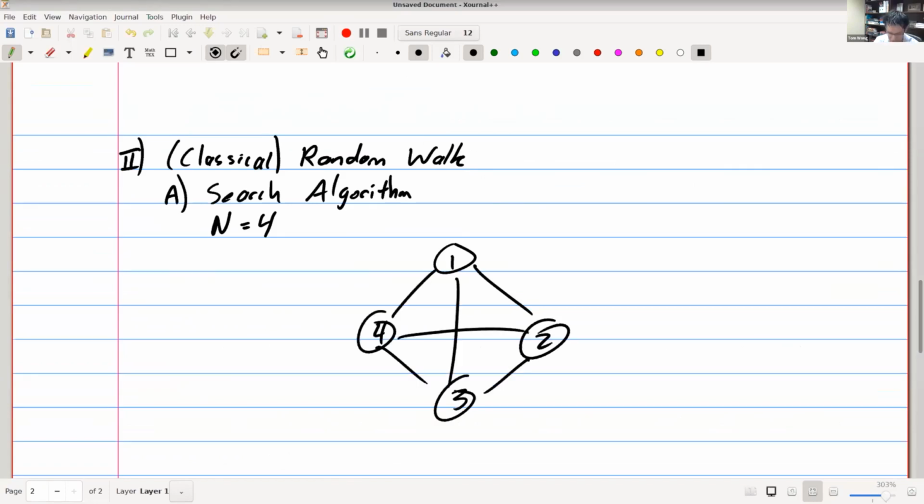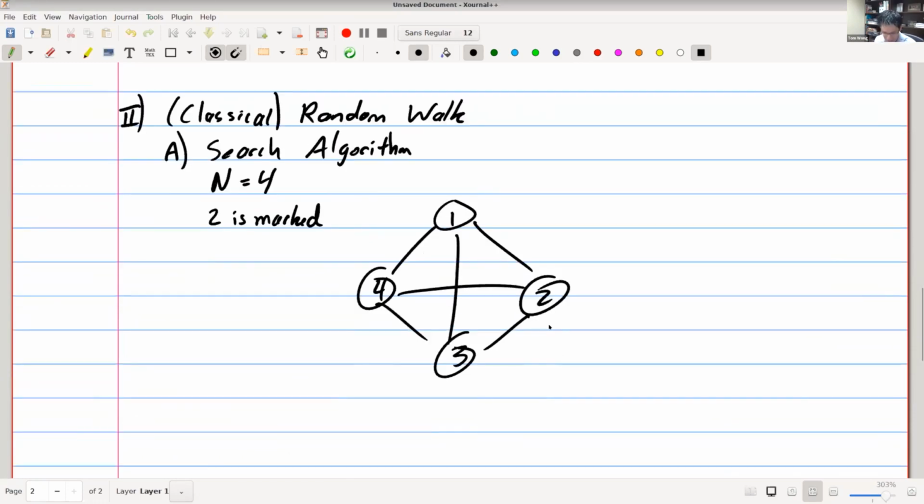Everything's adjacent to everything else. And let's say the marked vertex is vertex 2. So I'm going to say 2 is the vertex that we're looking for. But of course, we don't know that yet. We're trying to find that. But just to make it concrete. So what that means is that we would start at a random node, let's say vertex 1, and we ask, is this the vertex we're looking for? We find out, no, it's not. So you would do this by like querying some Oracle or something like that.